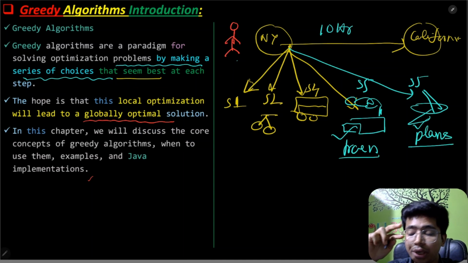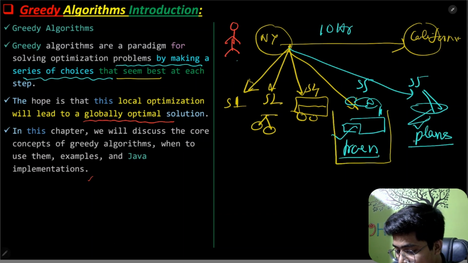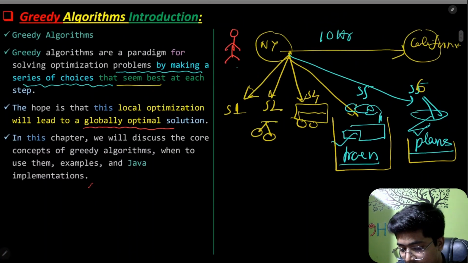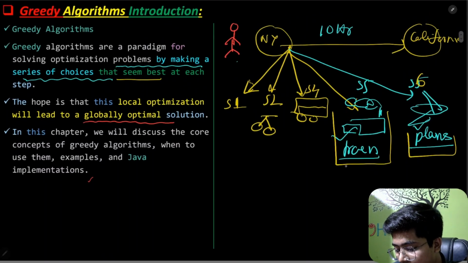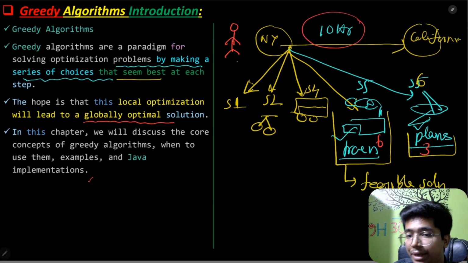Now look, we got only two steps that can work for him: this solution is step 5, and this solution is step 6. These are called feasible solutions. Why? Because let's say the train can travel in 6 hours, and the plane can travel in 3 hours, and the criteria was that we must reach within 10 hours.